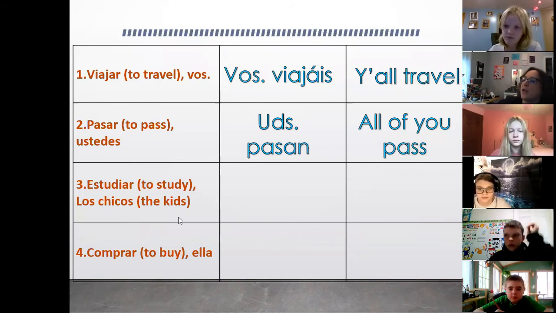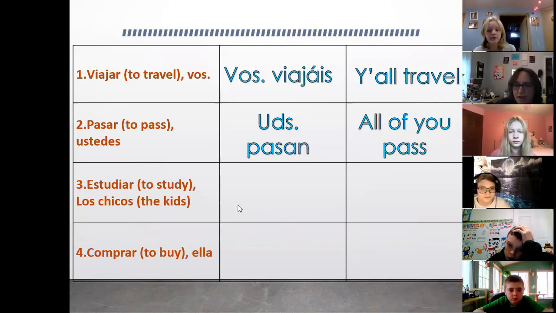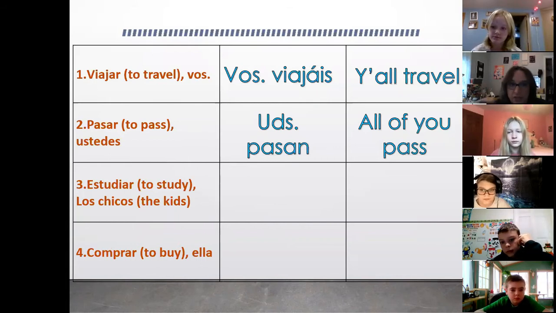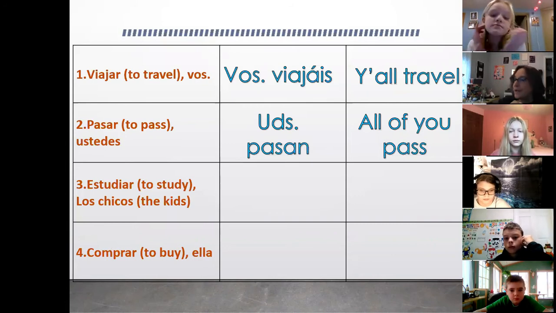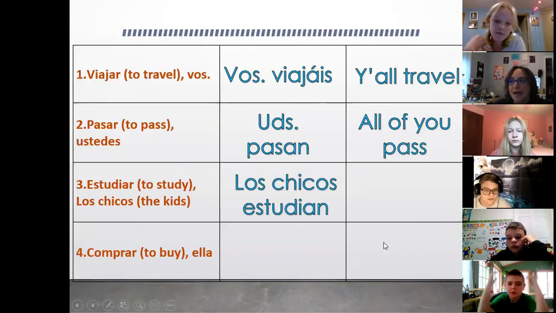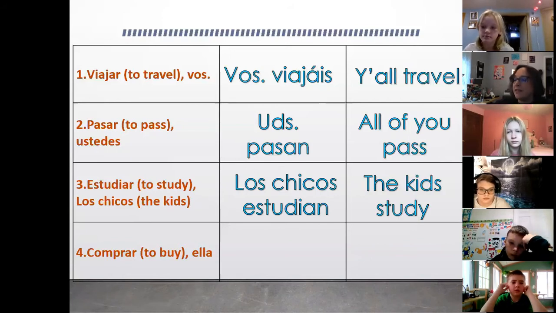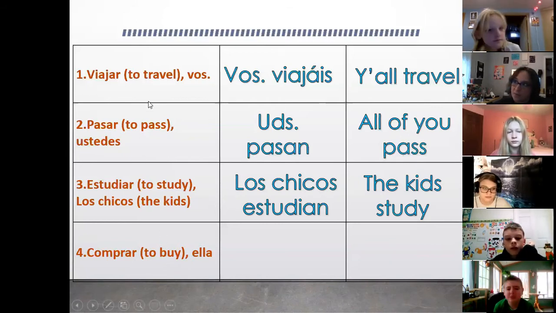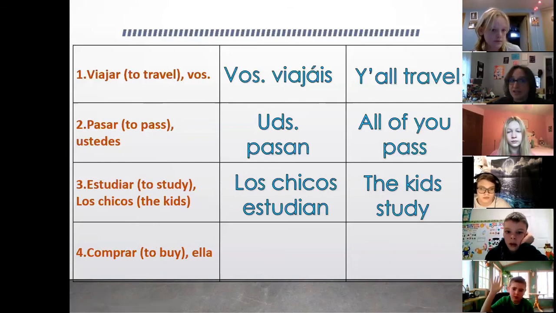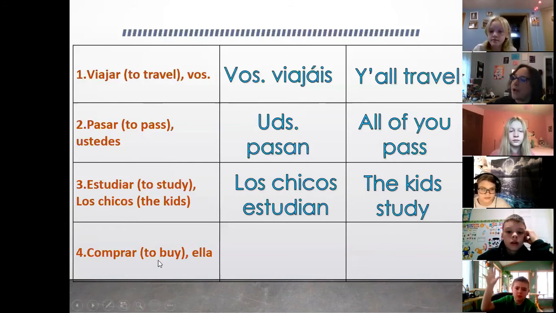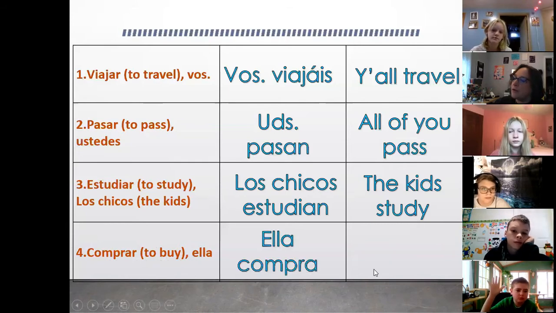Okay, we're on number 3 then. Estudiar, to study. Los chicos, it's more than one person. So just because it doesn't say ellos, ellas, or ustedes doesn't mean you don't use the same ending. More than one person, you're going to use third person plural, which is the bottom right of your verb box. Los chicos estudian. Los chicos estudian, as you would translate it, the kids study. Comprar means to buy. Notice these words only mean to if they're an infinitive. As soon as you conjugate them, they don't mean to, whatever the infinitive is anymore. Okay, comprar. So ella compra.